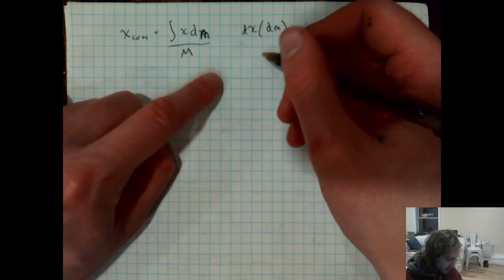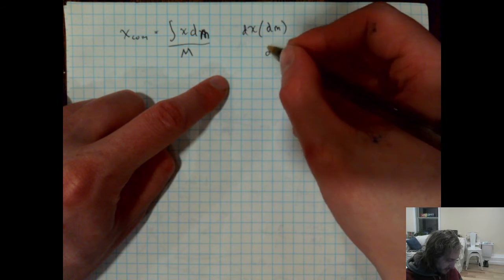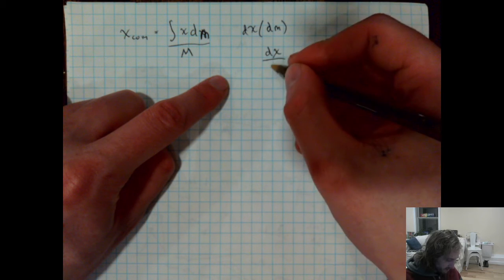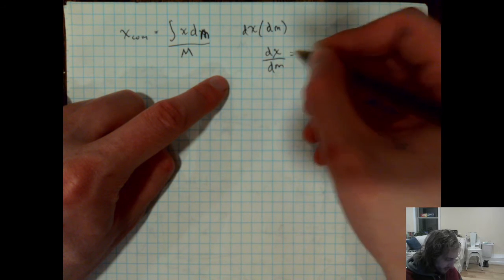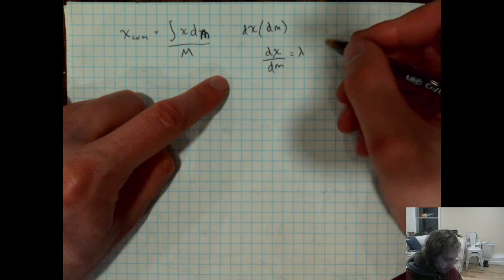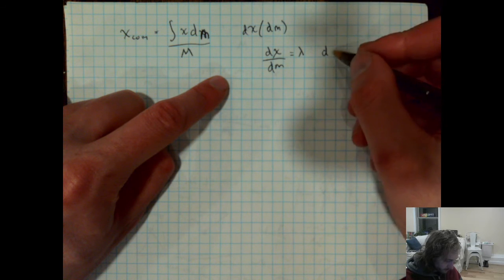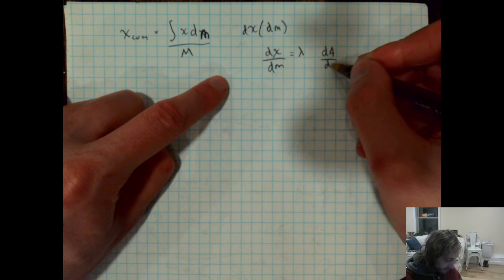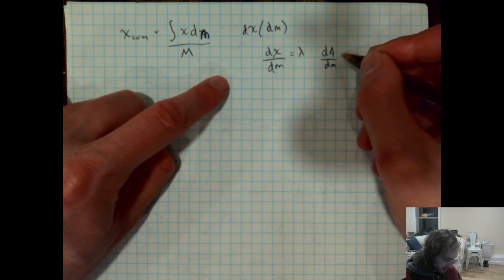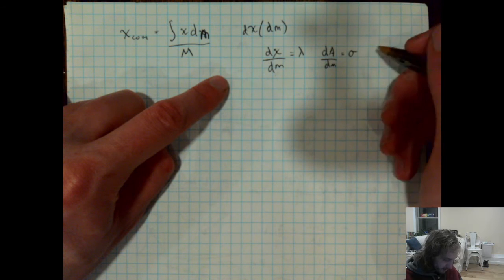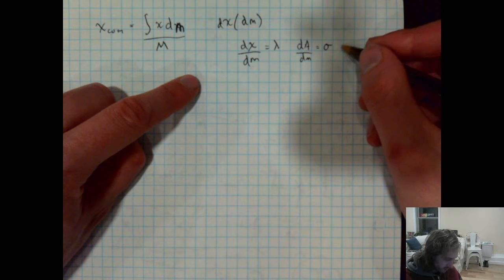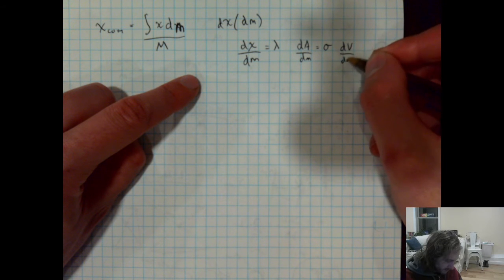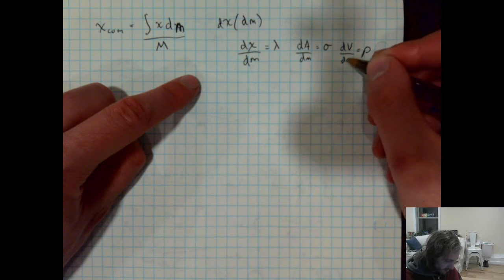And to do that, most of the time what you'll be using is that the density of the object is going to be equal to either dx dm if it's a linear density, or dA dm for the area, so it would be dx dy, for a sheet mass density, which I think that's the symbol for, and dV dm if it's a full-on object density.